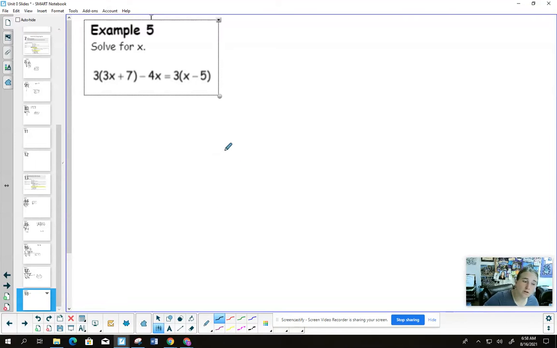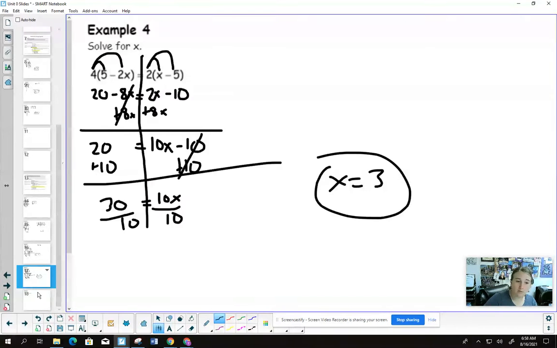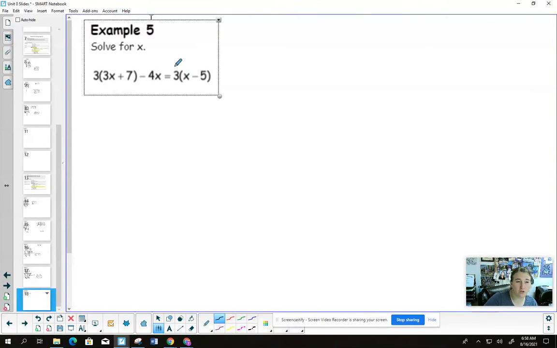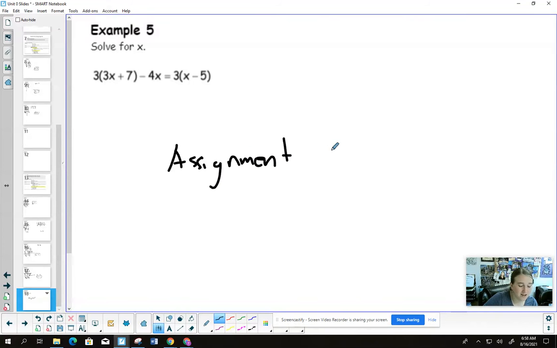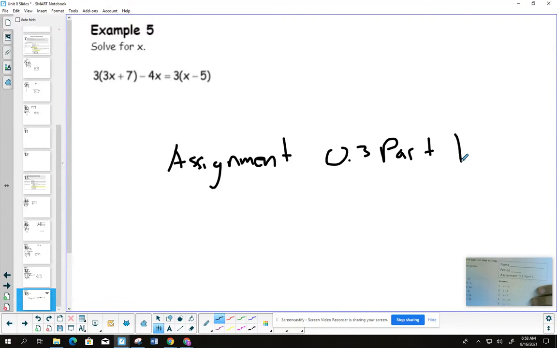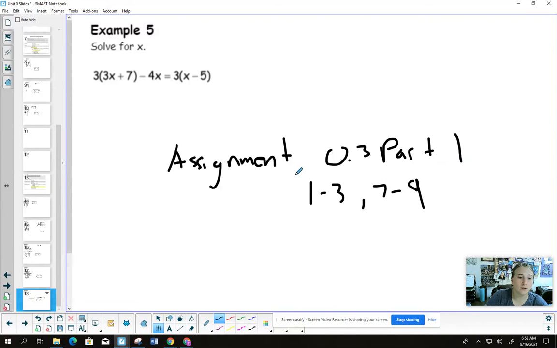Okay, so while you wait, if you got done a little bit earlier than everybody else, I'm going to bring everybody back together, and we're going to try this last example. But what you can do for right now is the assignment. It takes forever to spell this word. 0.3 part 1. So we are going to do some problems for this assignment out of both part 1 and part 2. So again, in part 1, you are just doing 1 through 3 and 7 through 9. Remember, what this means is 1, 2, 3, skip 4, 5, 6, and then do 7, 8, 9.